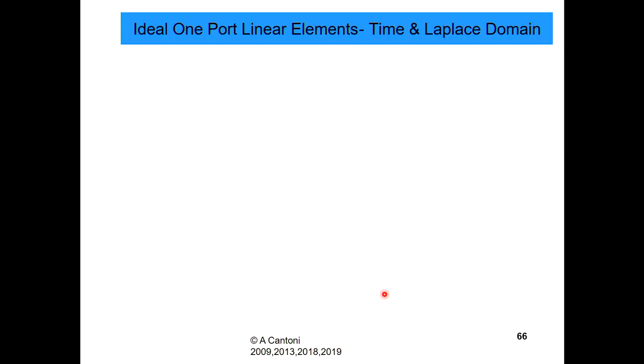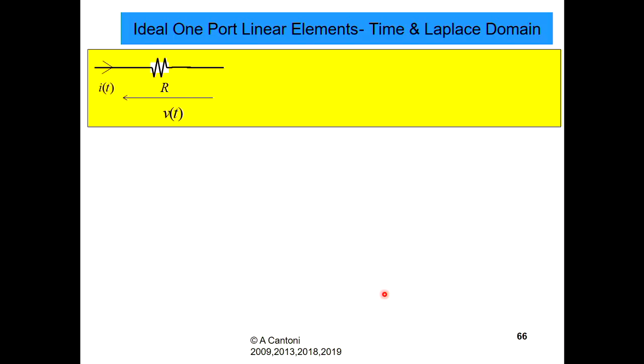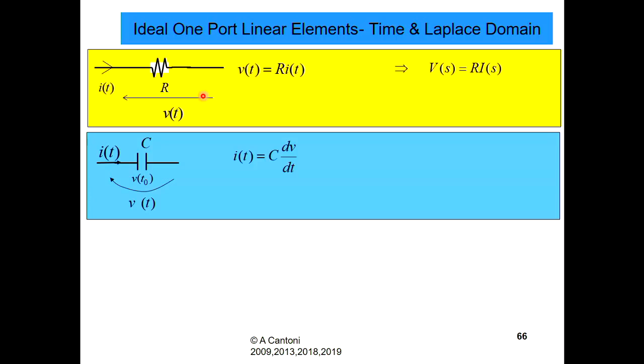So if we look at revising one-port linear elements, both in the time and Laplace domain, we have a resistor. It's my simple one. We have a capacitor. In the time domain, it's given by this differential equation, also given by this integral equation. And remember, in the Laplace domain, that capacitor is modelled by one on SC, but also the initial condition.